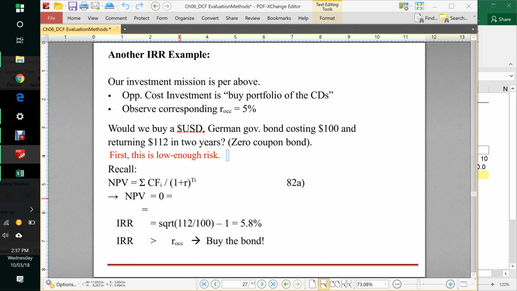So for our NPV equals 0, in this case, we're going to have, once again, minus 100 plus 112 over 1 plus IRR, raised to the 2, since this is a 2-year project. This whole thing is equal to 0, so we can solve for it through the magic of algebra. We get 5.8%, and once again, 5.8% is greater than 5%. So we want to buy the bond.